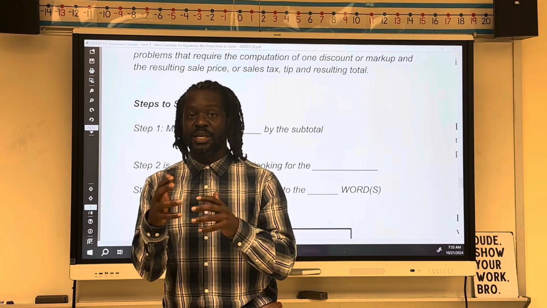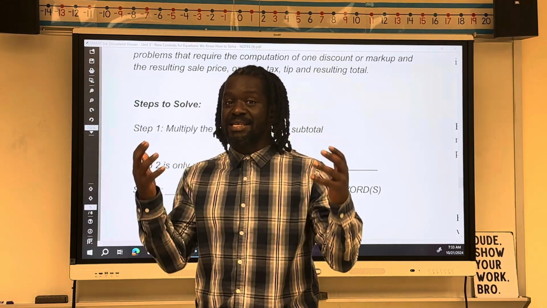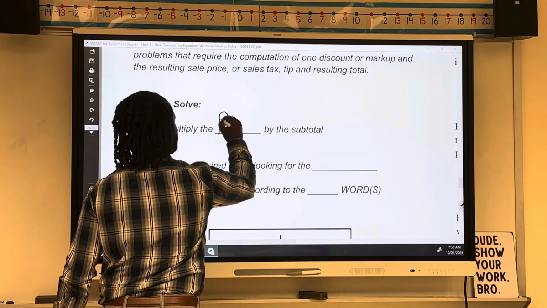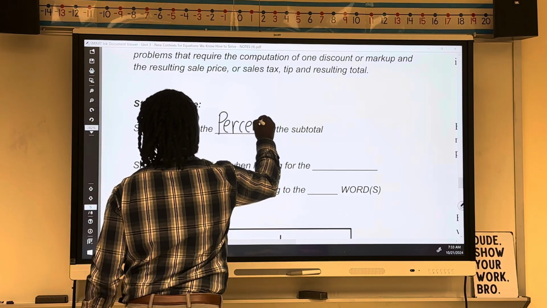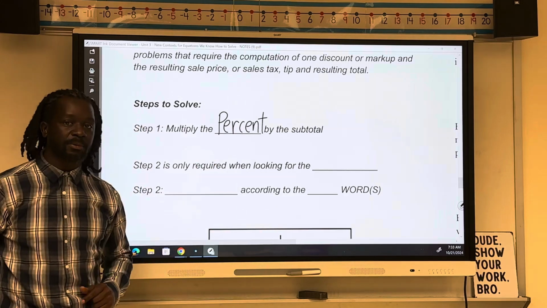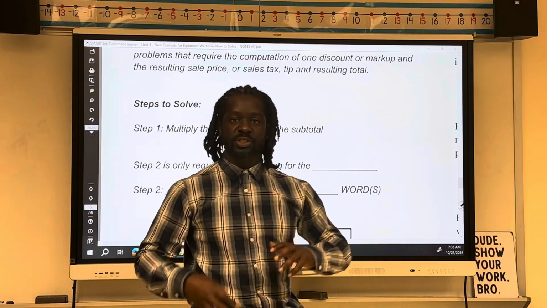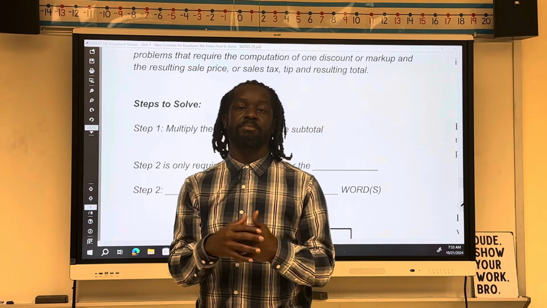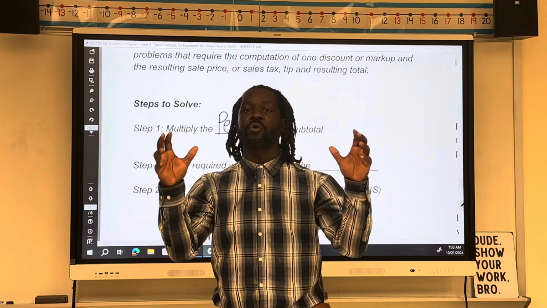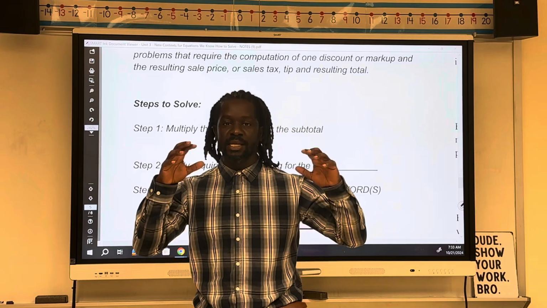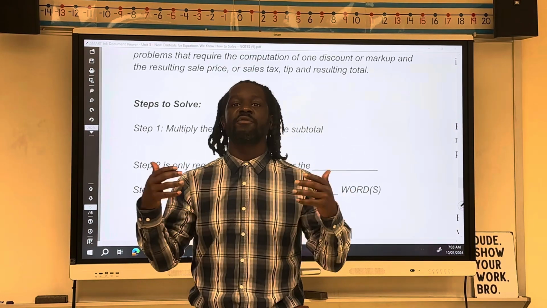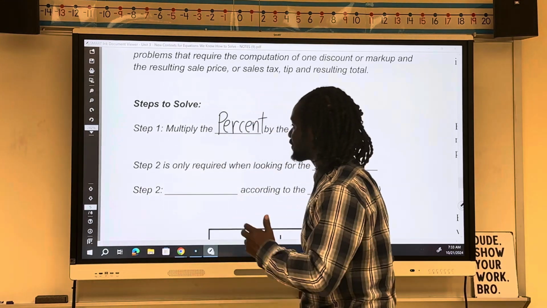The steps to solve each of these problems are the exact same. And so the first thing we want to do is multiply the percent by the subtotal, okay? And that word subtotal, I'm going to emphasize that here in this lesson, but subtotal is what you get before the very end. It is when you add up all of the prices of the items that you're going to be purchasing if there's more than one item. So that's for the subtotal.